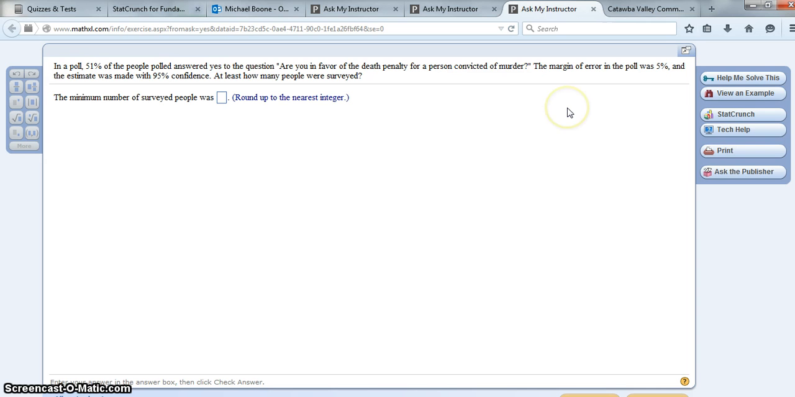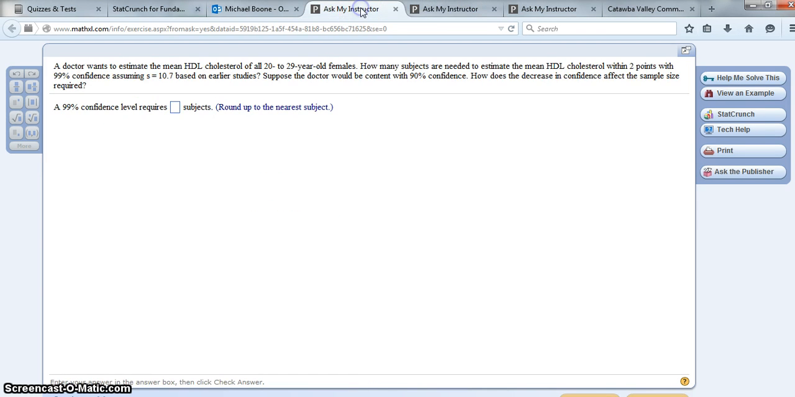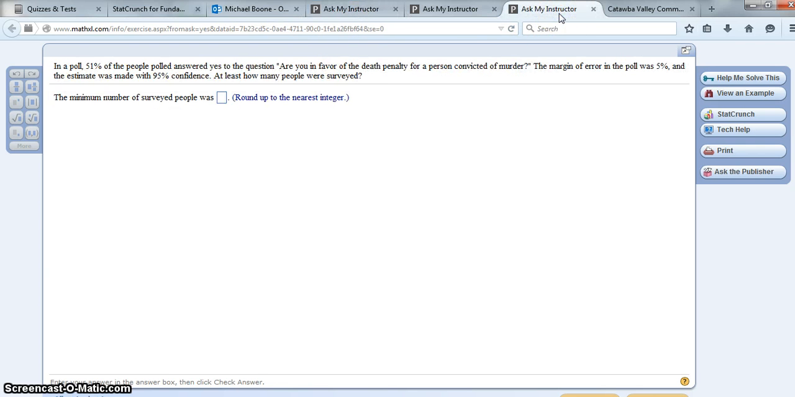Most of them were on finding the sample size. One was finding a critical value for t, and another one was a sample size. So let's look at these three problems.